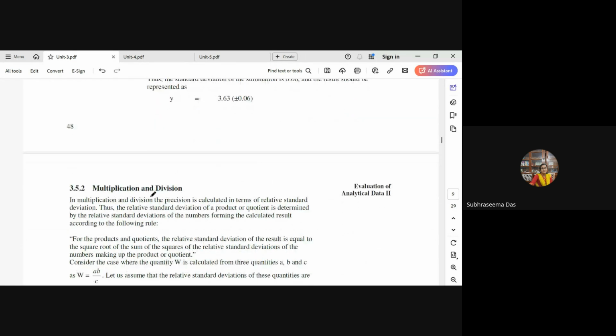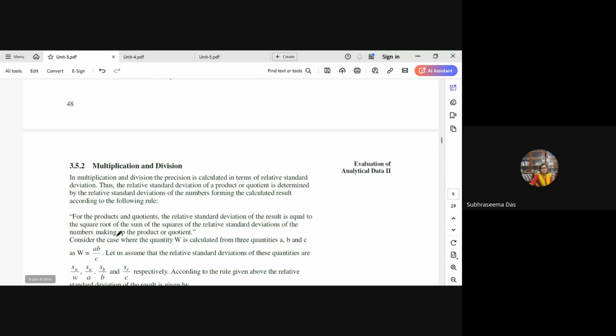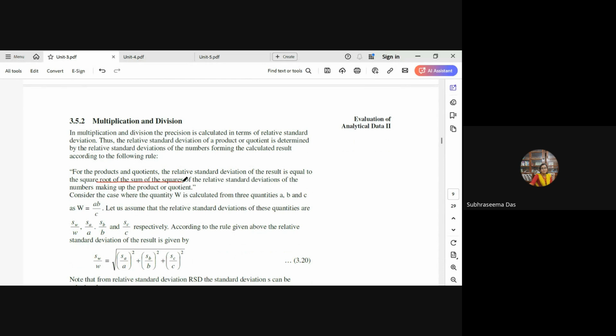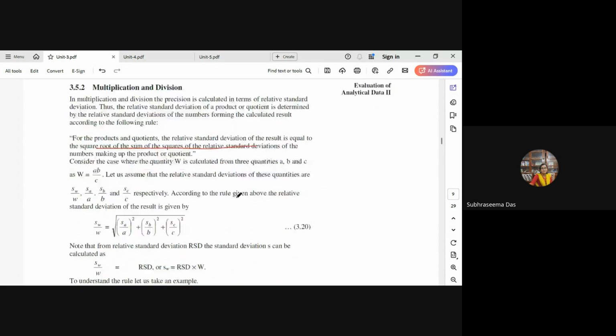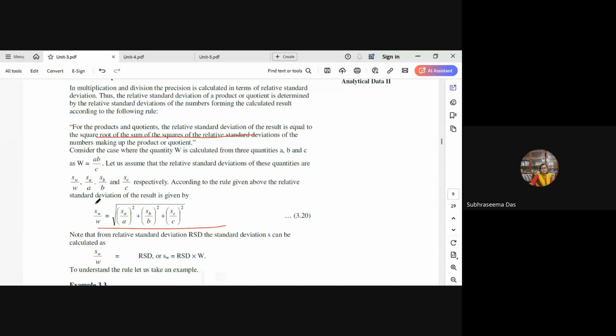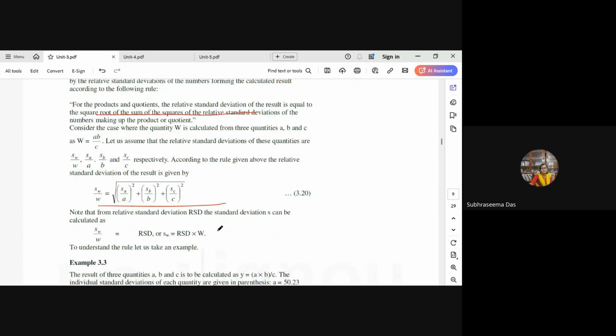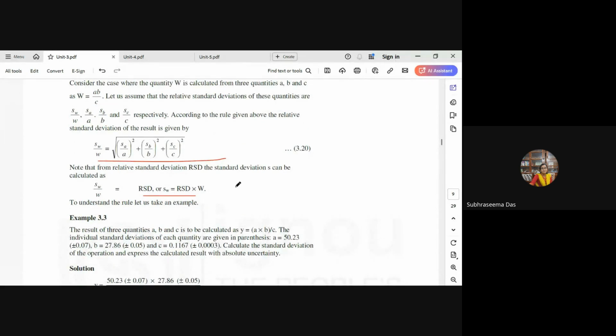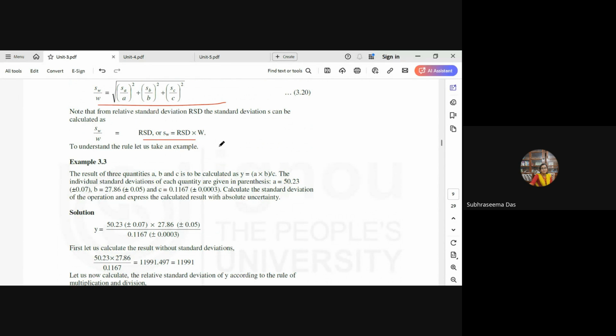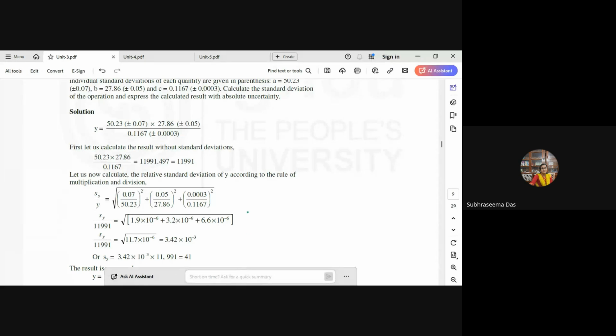But in the second case, when W is dependent on multiplication and division, the standard deviation is taken as the square root of the sum of the squares of the individual relative standard deviations. Here it is shown in equation 3.20. The relative standard deviation will be given as the square root of (S_A upon A) squared plus (S_B upon B) squared plus (S_C upon C) squared. From this equation, we can find the RSD, S_W by W, and the standard deviation will be found from this. An example has been shown like this. This is quite easy. We just need to remember the formula, put in the exact values, and find the standard deviation.